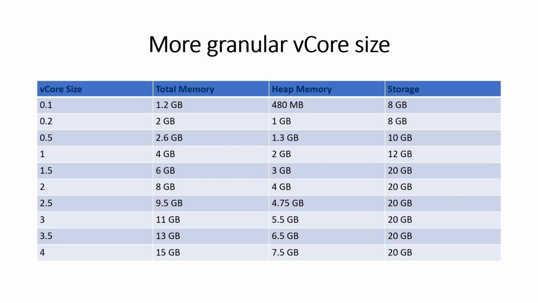We can choose more granular vCore size, but the maximum vCore size that we can assign to any replica is 4 vCore. In CloudHub 1.0, we can assign 16 vCore as well. So maximum vCore size is limited to 4 here. If we need more processing power, we can do horizontal scaling and we can use more than one replica when we are deploying the application.